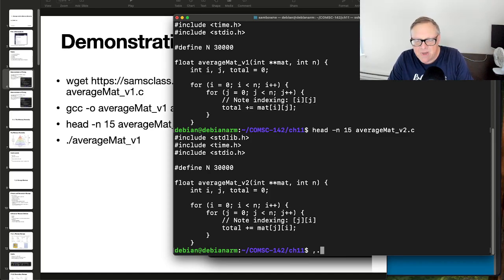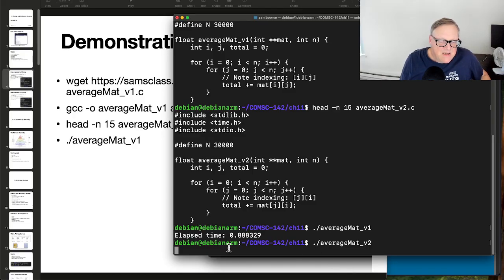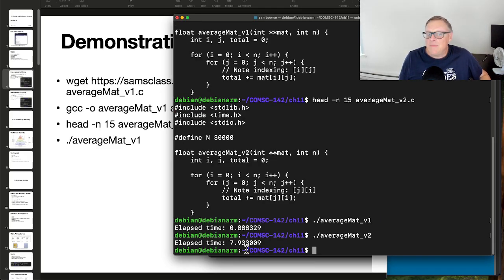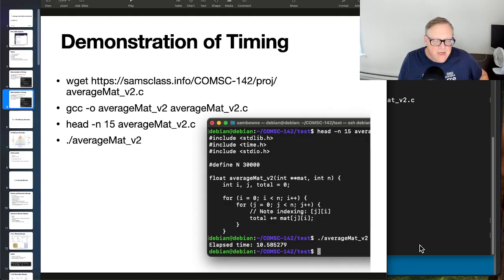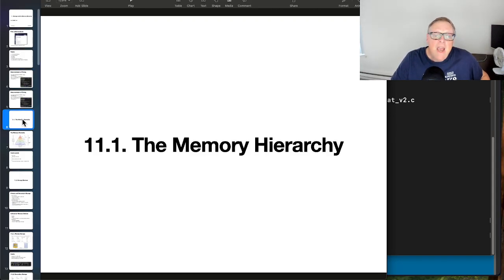If you run these, average mat1, on this processor, took about 0.9 seconds, but the other one, average mat2, you can already tell it's taking quite a bit longer. It takes 8 seconds, 10 times longer. So that's the point. Doing the same addition on the same numbers, but accessing them in a different order, greatly changes the efficiency of your calculation. And when I did it on my old Intel processor, one of them took 10 seconds and the other took 2 seconds. Anyway, one of them is a whole lot slower, and that's the point.